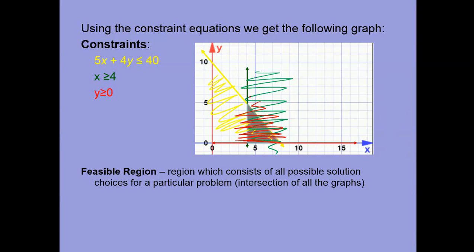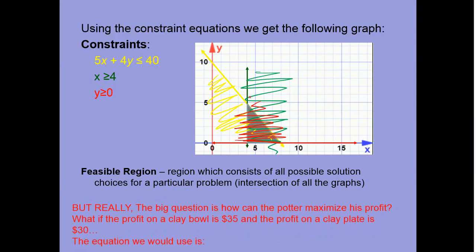The feasible region is basically where all the possible solutions intersect. Where do they intersect of all the graphs? What this helps us know is how many bowls and how many plates this potter should make. But why would we need to know this? The real big question is, how can the potter maximize his profit? Maximize the money he's getting off of this.